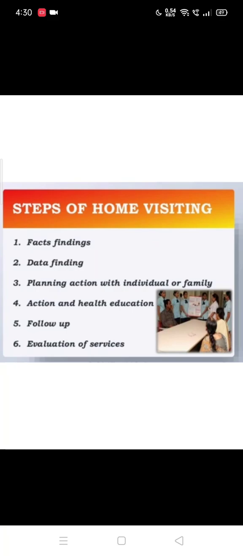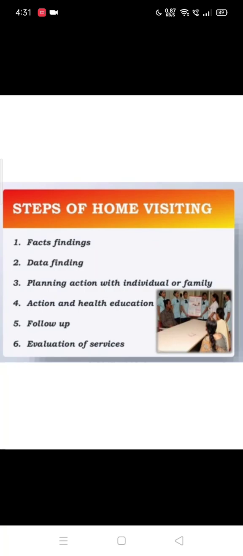Then follow up. Follow up is nothing but periodically going and visiting the family and the patient to see how far the goal has been achieved, whether the blood sugar level is normal and maintained, and how far the patient followed the instructions. The next is evaluation of the service.